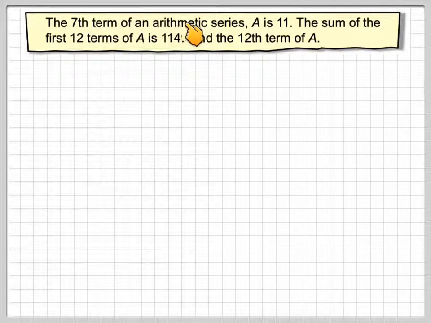The seventh term of an arithmetic sequence A is 11. The sum of the first 12 terms is 114. Find the 12th term of A.